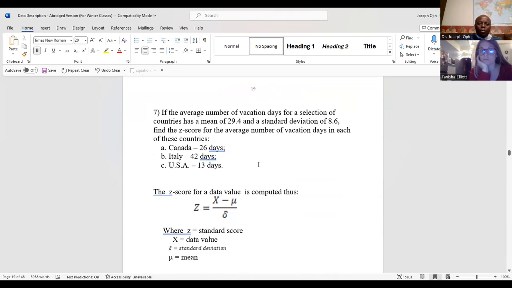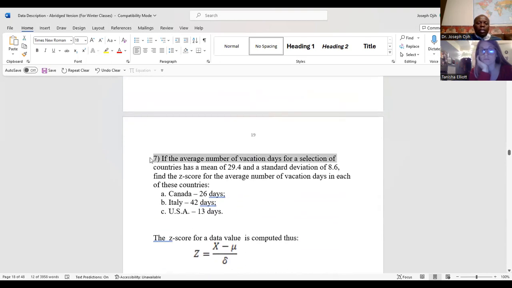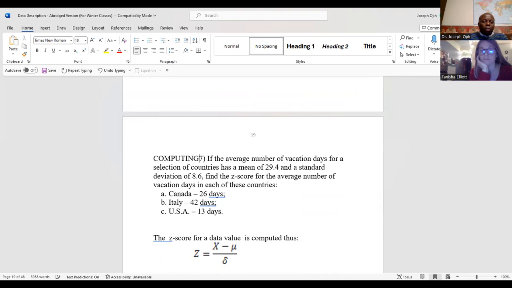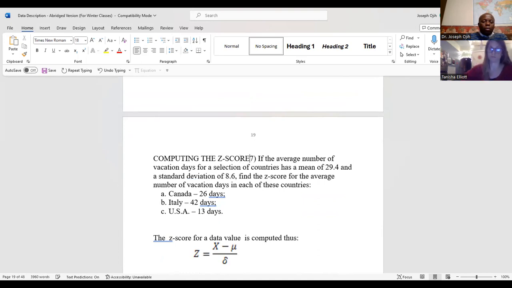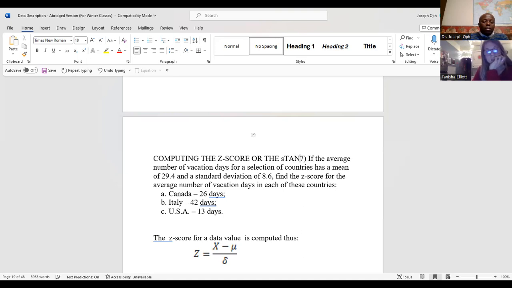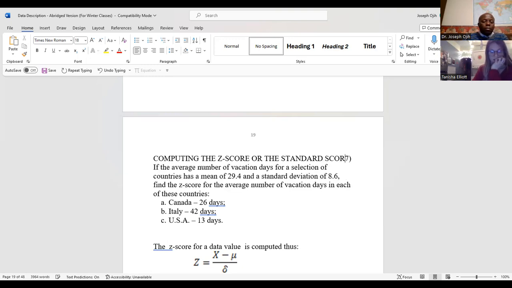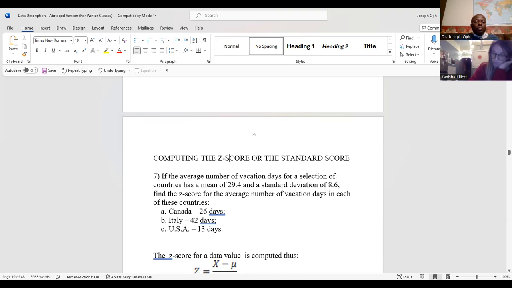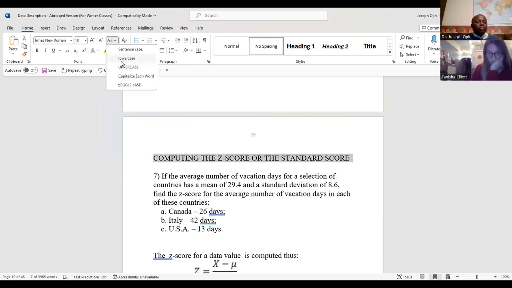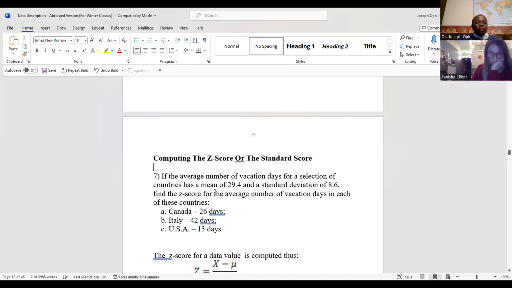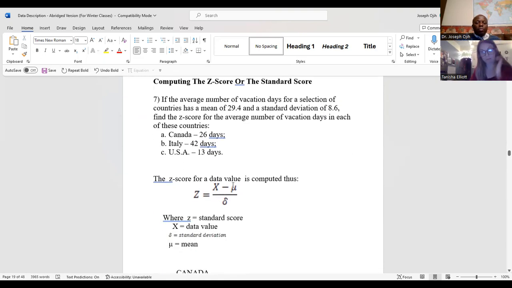So let's start with the first example, which is computing the standard score. That is the easiest. Computing the Z-score, or the standard score. So the Z-score, or what we call the standard score, the formula is X minus mean divided by standard deviation. Now let's try it with an example here.